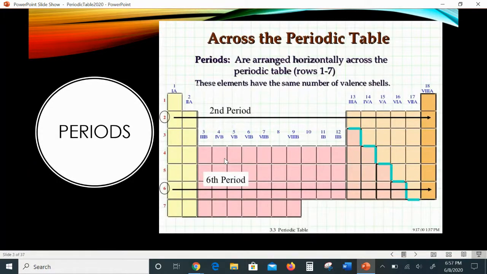So across the periodic table, the rows, we call those periods. And the periods correspond to how many energy levels there are around the atoms. We discussed this when we were doing electrons. So the first row, the first period, has one ring around it. The second period has two rings around it. Everything in the third period would have three rings around it. And that's how many rings of electrons there are.